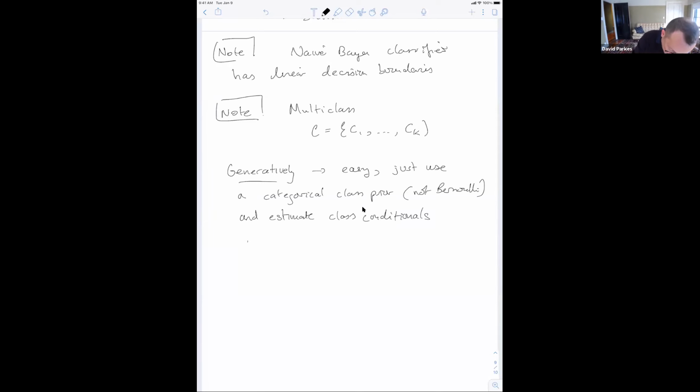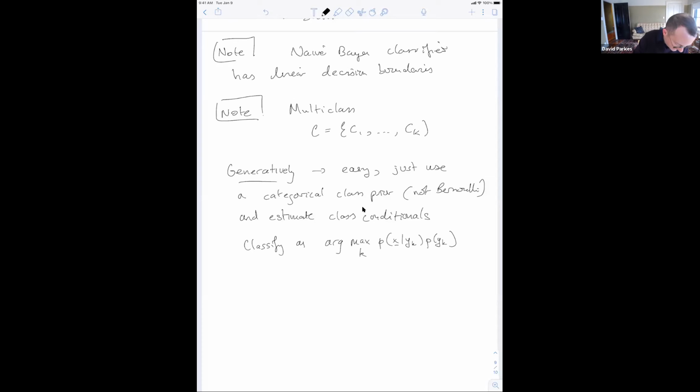And how would you classify? You classify as argmax k of the expression we got through Bayes' rule. So that's how we would classify.